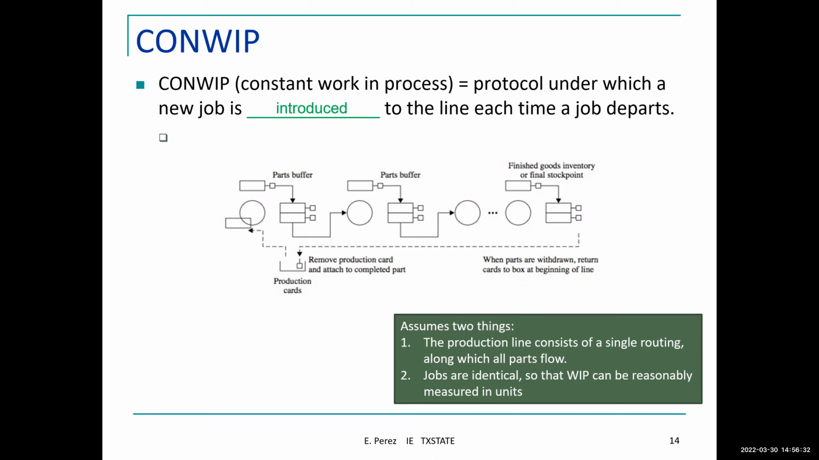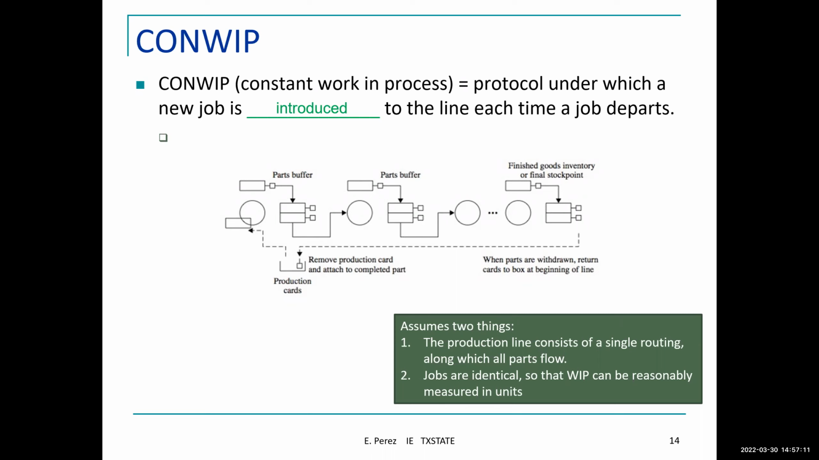So this assumes two things. The production line consists of a single routing along which all parts flow. So a single routing means that these parts will go through these stations all the time. And the jobs are identical, so the WIP can be reasonably measured in units. So if you see here what's going on, you have a parts buffer at the beginning of each station. So the circles are representing the stations.